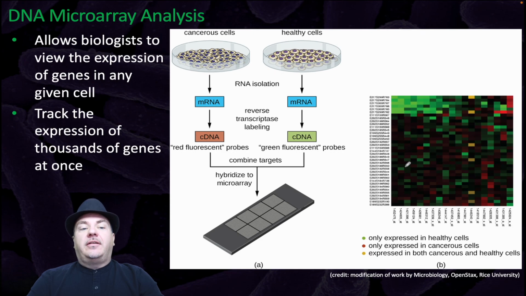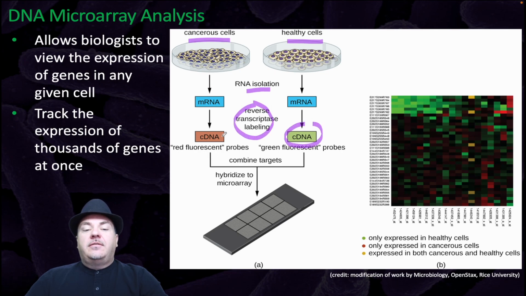DNA microarray analysis allows biologists to view the expression of genes in any given cell. This tracks the expression of thousands of genes at once. So, for example, let's say you want to know what the differences in gene expression are between healthy cells and cancerous cells. What we do is we take these two cell types and extract their mRNA from them. We then take the mRNA and use reverse transcriptase to build cDNA from the mRNA, and then we label these cDNAs with a fluorescent probe.